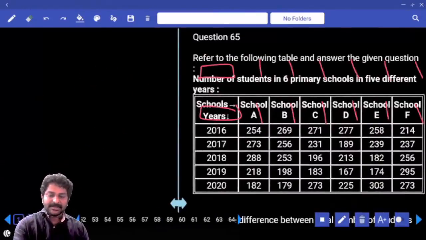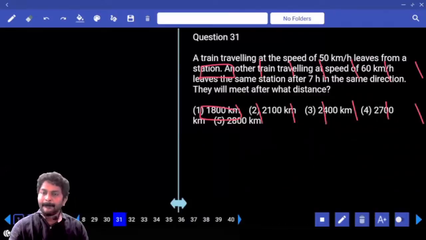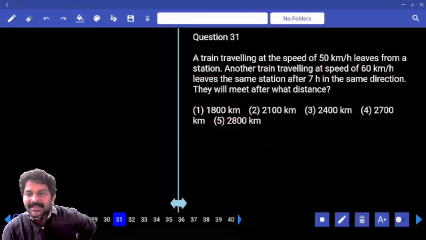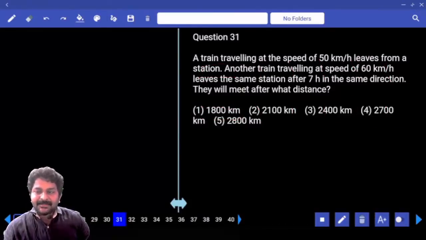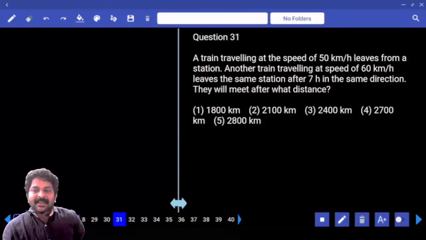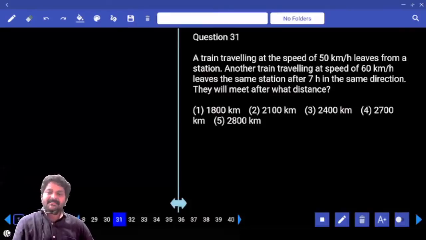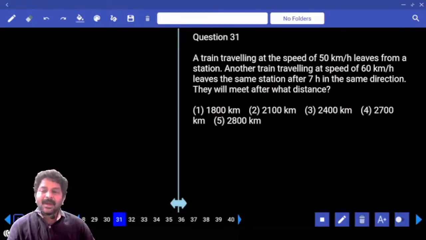Right. Next from 31. A train traveling at a speed of 50 km per hour leaves from the station. Another train traveling at a speed 60 km per hour leaves the same station after 7 hours in the same direction. They will meet after what distance?